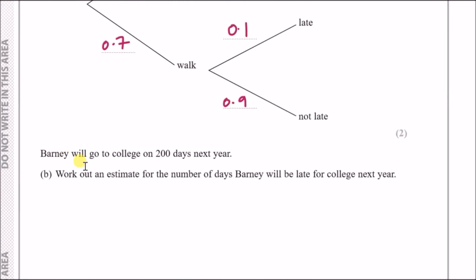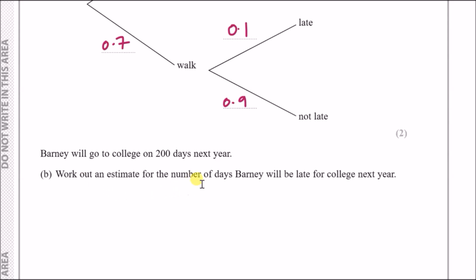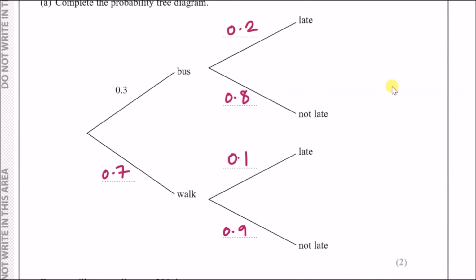Now, Barney will go to college on 200 days next year. Work out an estimate for the number of days Barney will be late for college next year. Notice it's talking specifically about being late. It doesn't tell you what method he's using. So the only way to be late is if you catch a bus and be late, or you decide to walk and be late.